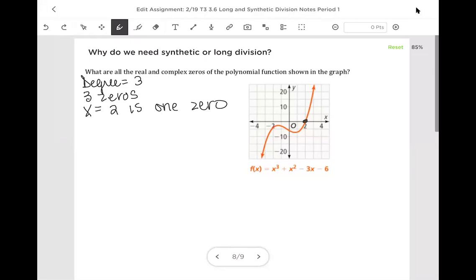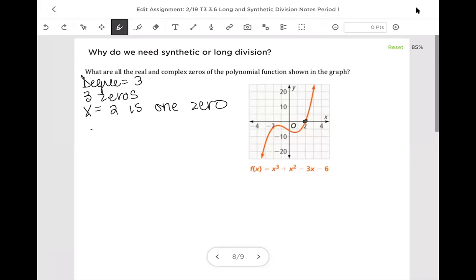There are 2 more. They are not on the graph, which means they are complex zeros. They are non-real. And so now I have to have a method for how to find them. And this is where synthetic division comes in. We know that 2 is a 0.